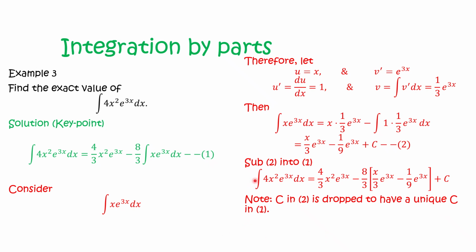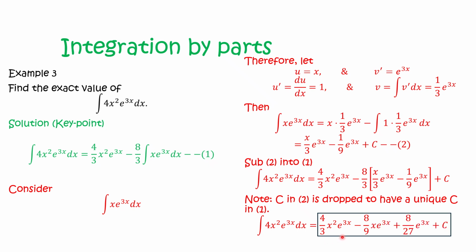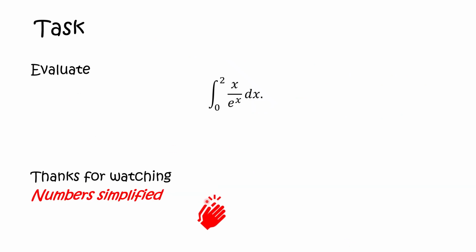It wouldn't make sense to have two constants of integration when we are integrating just one problem, inasmuch as we partitioned our problem into two parts. So we drop the c from the second equation so that we have the ultimate c for equation 1. Now our final answer comes out as 4 over 3 x squared times e to the 3x minus 8 over 9 times x times e to the 3x plus 8 over 27 times e to the 3x plus c.